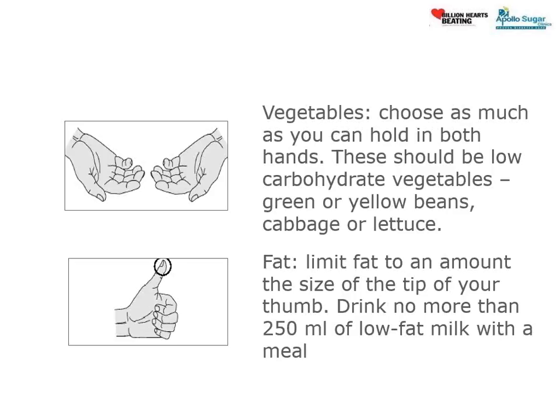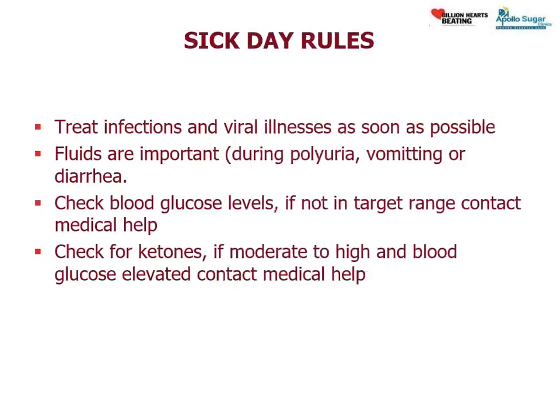Now what you can do is have 2 quarter plates of salad in a day, one at your lunch, one at your dinner, and all the cooked 2 to 3 katoris of vegetables in a day, and you are through with your vegetable consumption. Fat. Limit fat to an amount the size of the tip of your thumb. Drink no more than 250 ml of low-fat milk with a meal. Rest, your yogurt, because it has probiotic contents, and your paneer will help you attain the things.